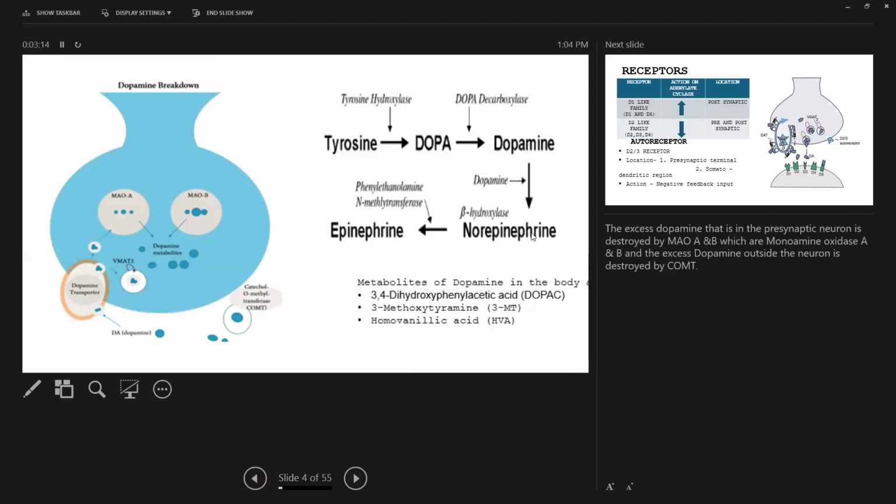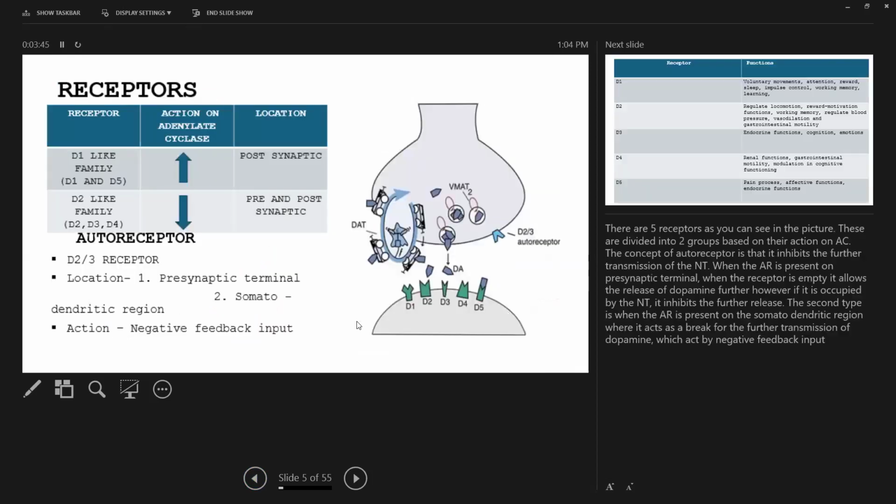N-methyltransferase. Intracellularly, when dopamine is increased, it is destroyed by MAO-A and MAO-B. And outside, when dopamine is increased, it is destroyed by catechol-O-methyltransferase. And dopamine is taken back into the presynaptic neuron by the dopamine transporter, and it is stored through VMAT. Metabolites of dopamine in the body are 3,4-dihydroxyphenylacetic acid, 3-methoxytyramine, and homovanillic acid.